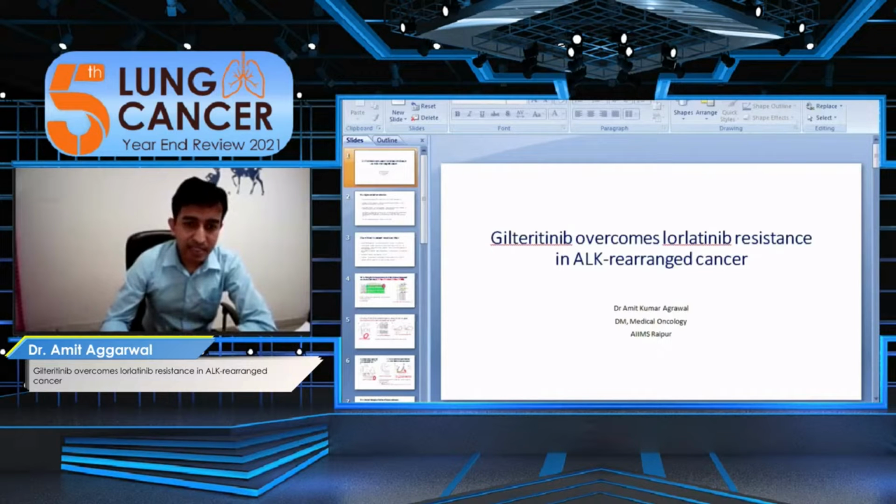So first, they took BAF3 cells. These are actually murine bone marrow cells, which were expressing ALK mutations. Some of these were having.